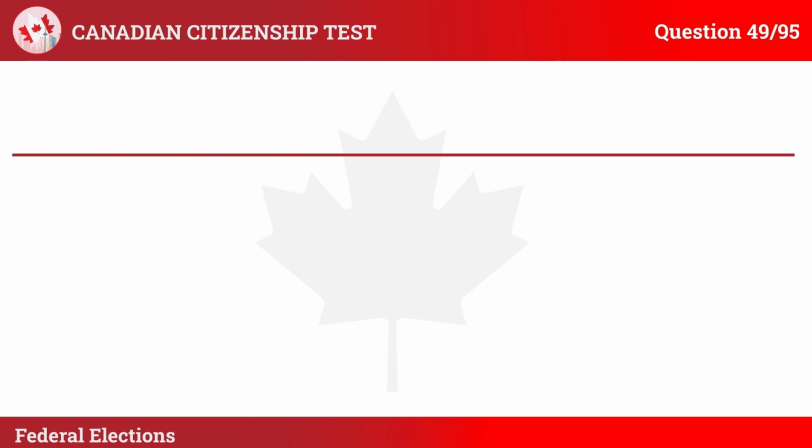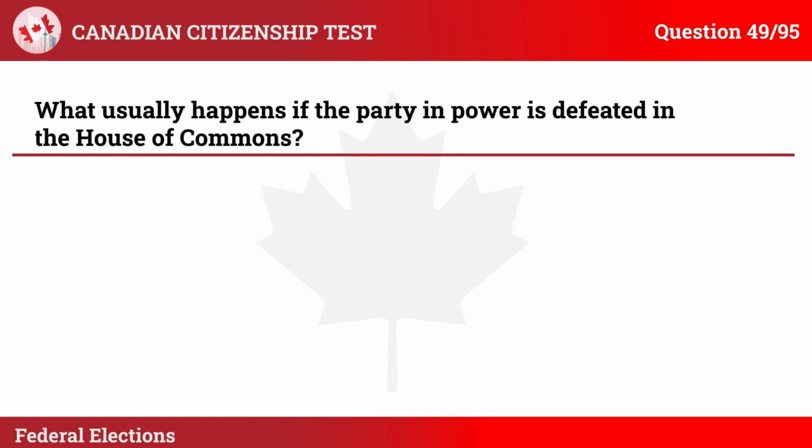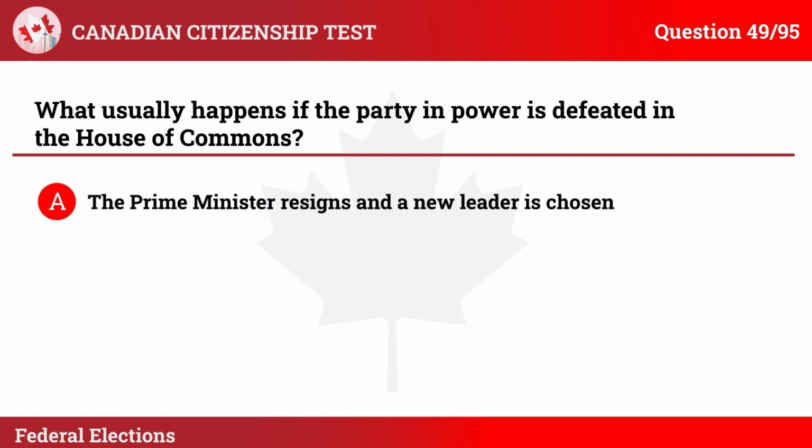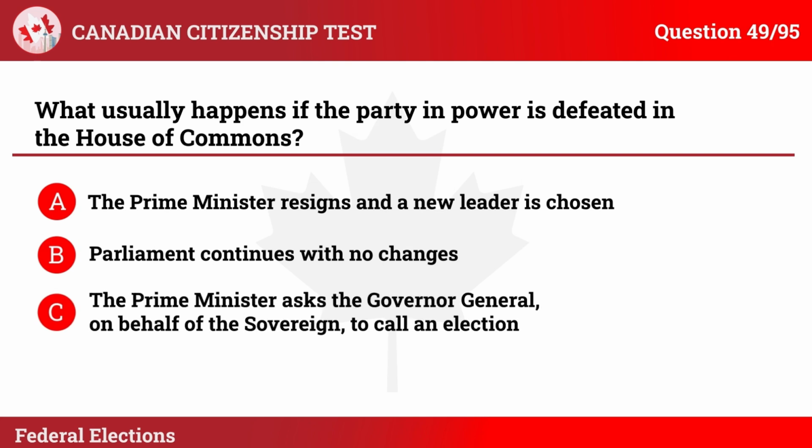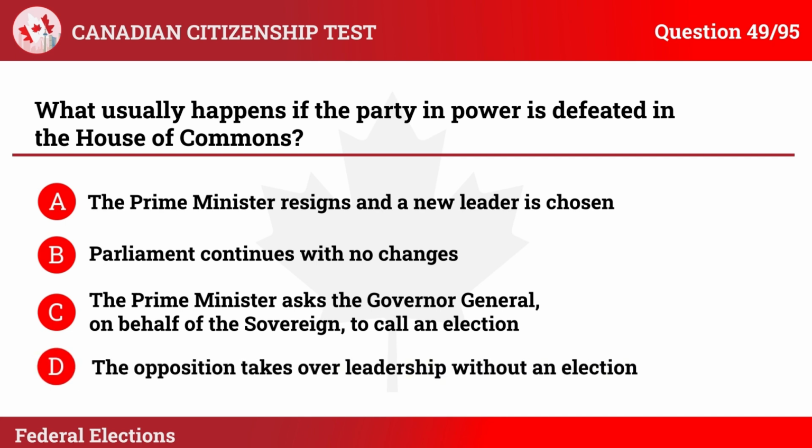Question 49. What usually happens if the party in power is defeated in the House of Commons? A. The Prime Minister resigns and a new leader is chosen. B. Parliament continues with no changes. C. The Prime Minister asks the Governor-General, on behalf of the Sovereign, to call an election. D. The opposition takes over leadership without an election.